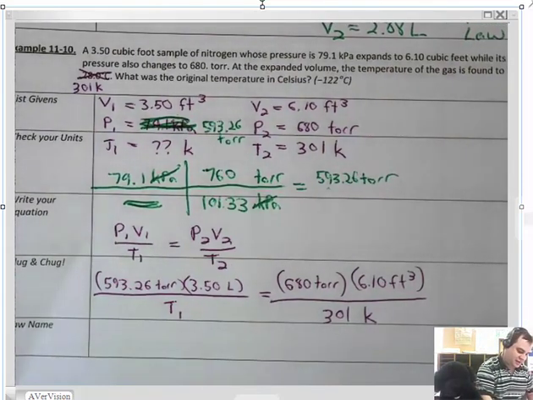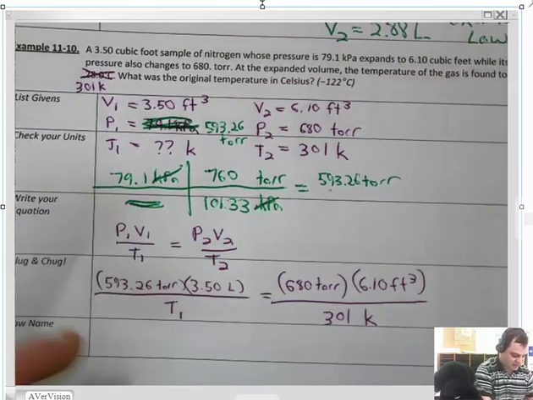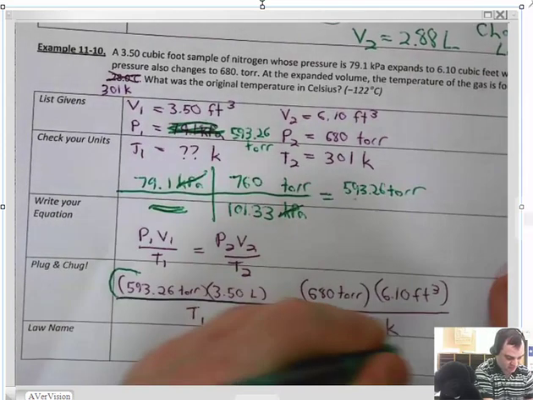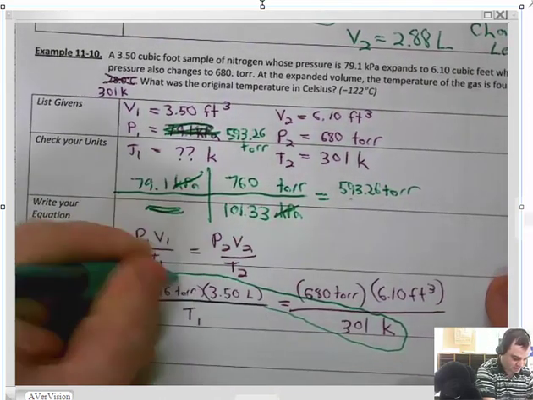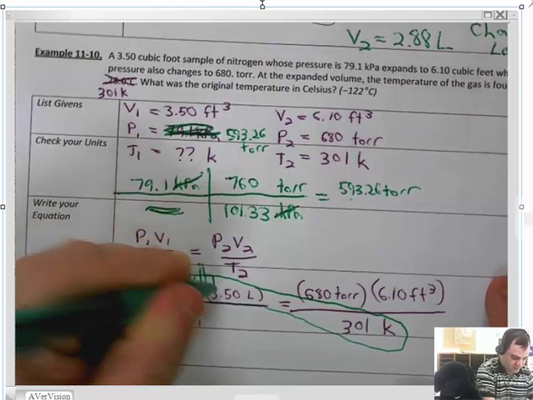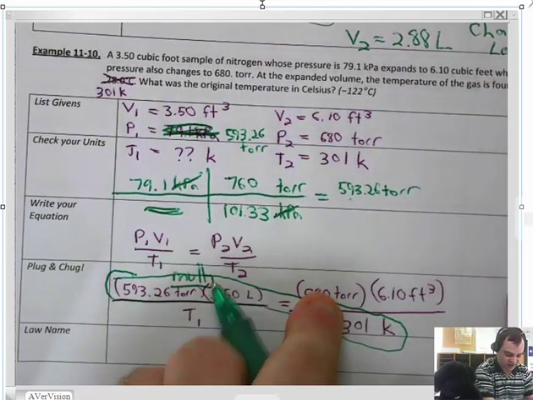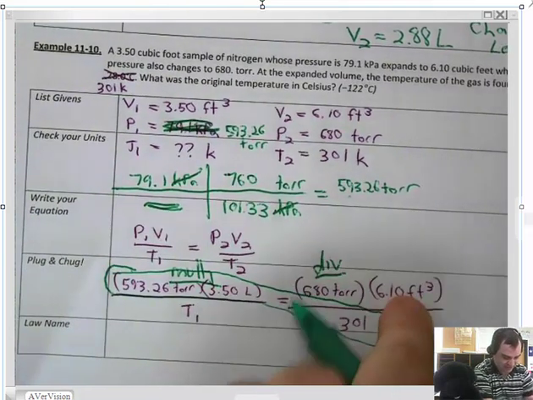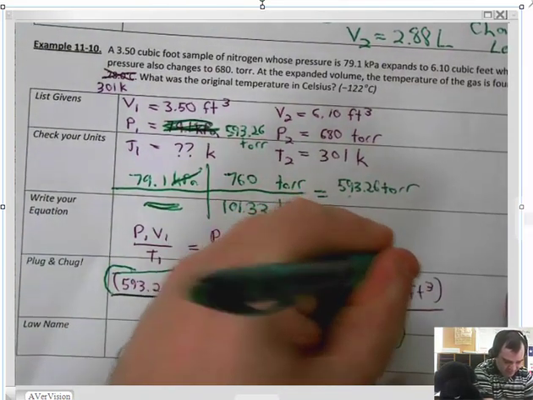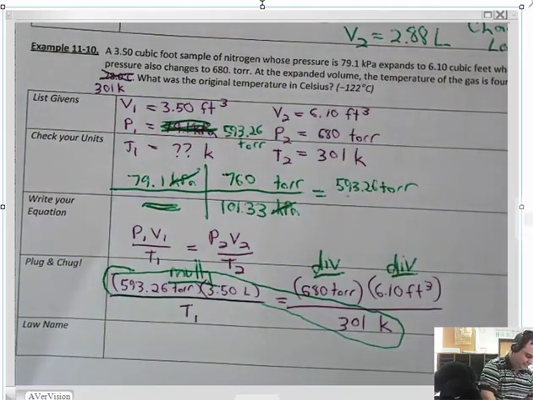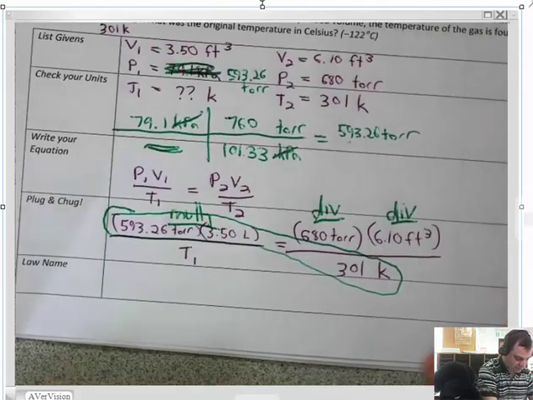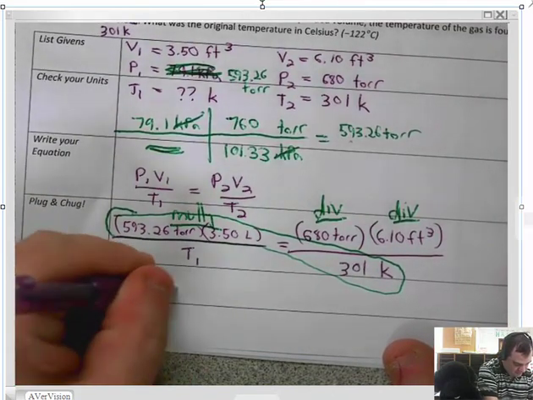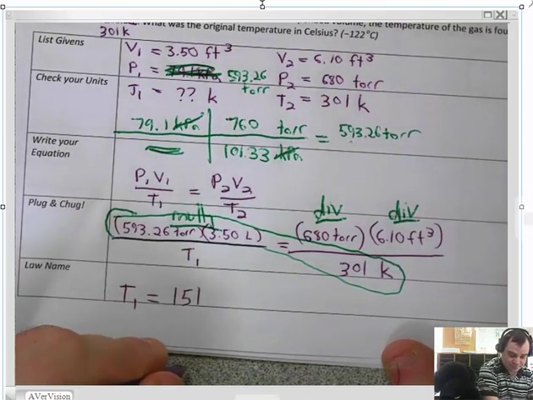So here's how we're going to solve this one. The variable's here, right? So you're going to circle everything that is not with the variable. You would cross multiply all of these numbers. This number right here, we didn't circle it, so we would divide by this number. We didn't circle this number either, so we are going to divide by that number as well. And then we get T1 is equal to 151 Kelvin.